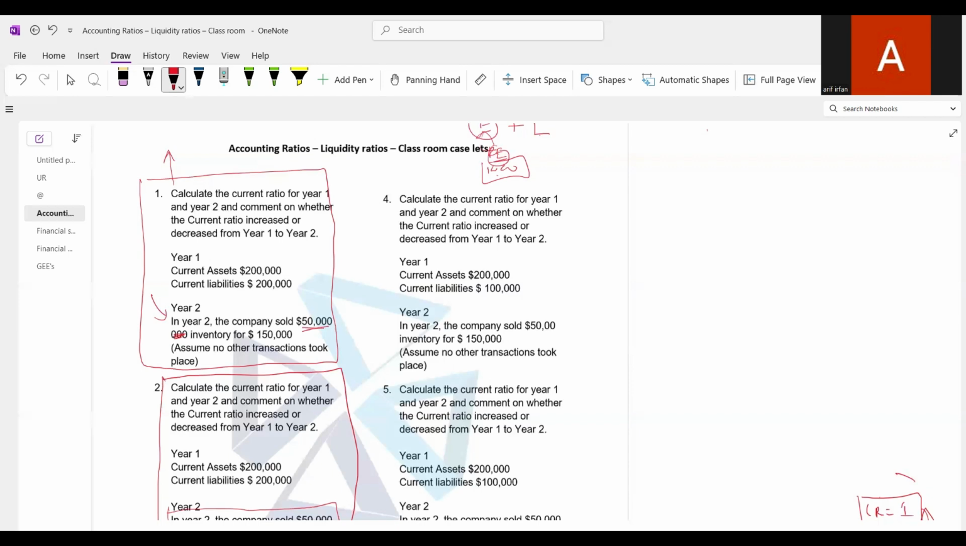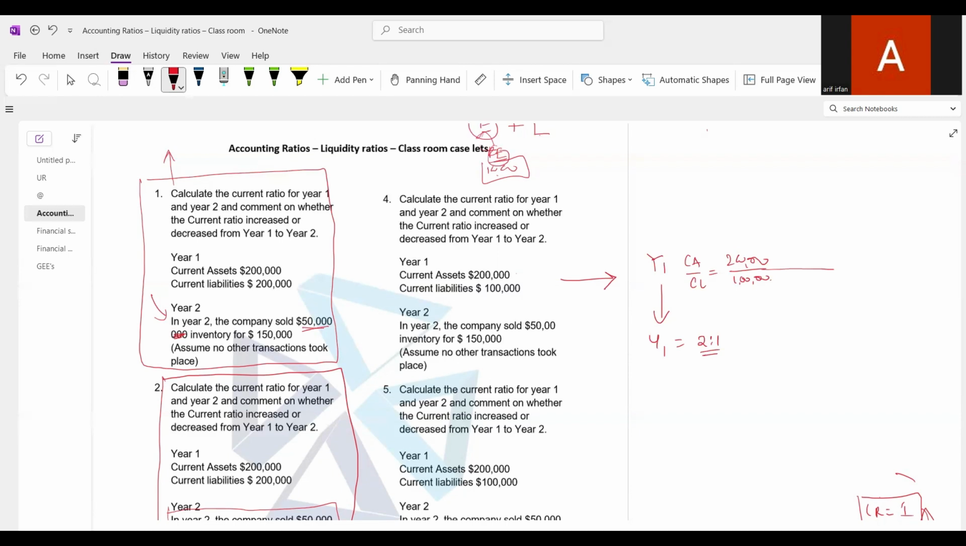Excellent. Now let's see how to solve this question. First of all, you write year one. Here, current asset, current liability. Now current assets are 200,000, current liability is 100,000. So the year one ratio is how much? 2:1. Now what happened? Year two, company sold 50,000 inventory for 150,000.